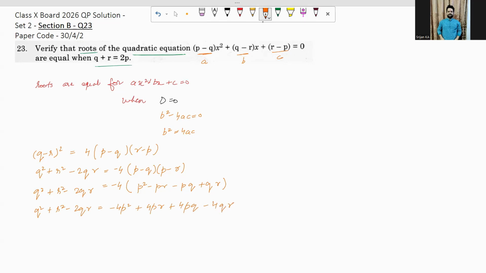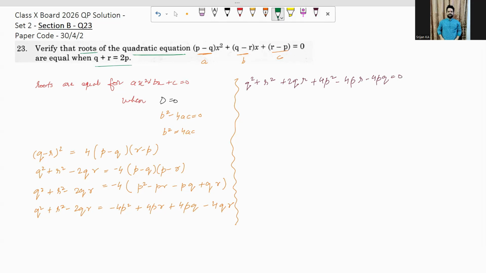Now what I can do is, let's just draw a line. Now I am shifting everything from the right to the left. So 4qr is negative on the right, it will go to the left. It will subtract 2qr, right? So q squared plus r squared remain the same. 4qr minus 2qr gives you 2qr, right? Plus 4p squared. Okay. What else? Minus 4pr minus 4pq. That's it. And this whole becomes 0.